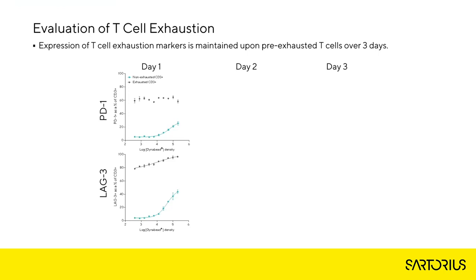to re-stimulate them. LAG3 positive expression is also very high in exhausted cells, ranging from between 80 to 100%. The non-exhausted cells exhibit low levels of both PD1 and LAG3 on day 1, dependent on the density of Dynabeads they were stimulated with.